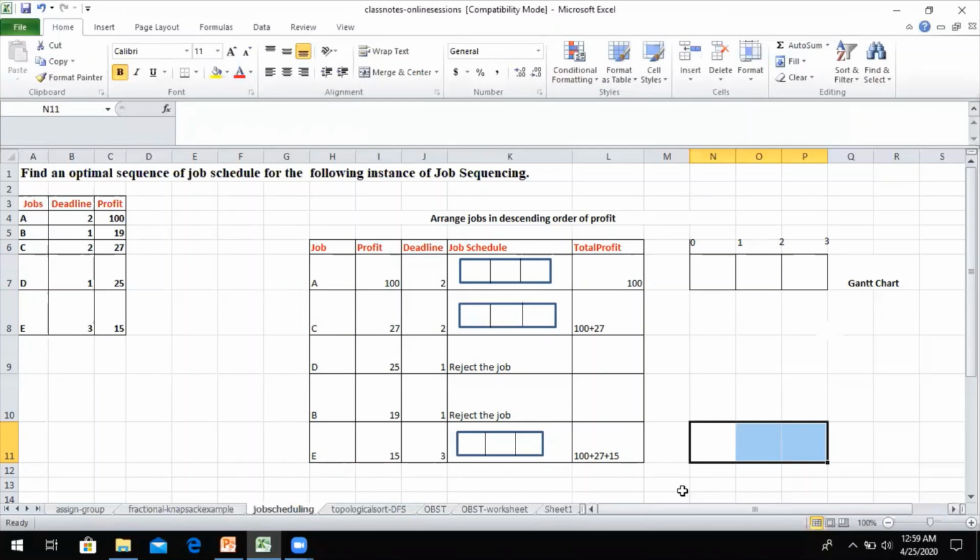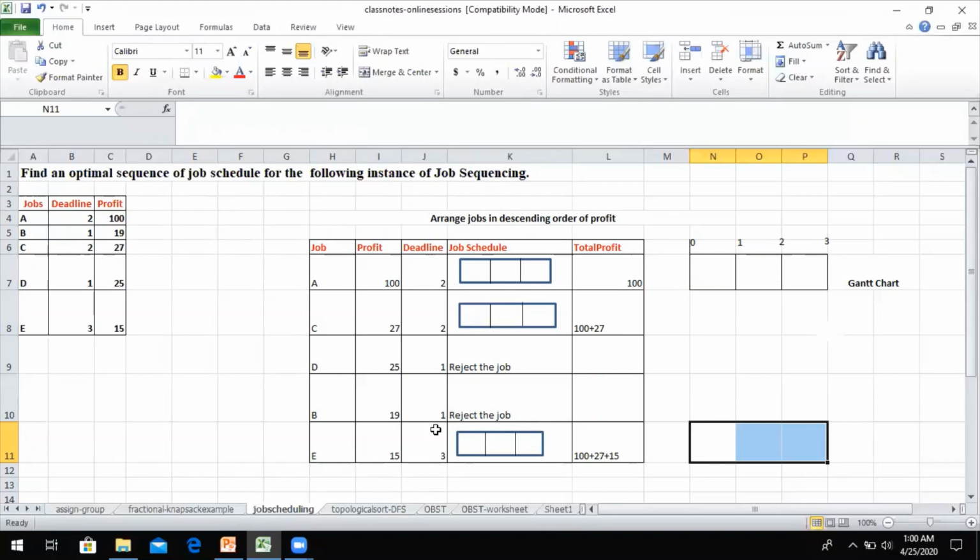You can see the table displayed here. The jobs A, B, C, D, E have been ordered in descending order of profit. So A is the job with the highest profit, then comes C with the next highest profit, D with the next profit, B with 19 and E with 15. So the first step towards building the solution is to arrange these jobs in the descending order of profit. So we have done that. The jobs are ordered in descending order of profit with the respective deadlines given.